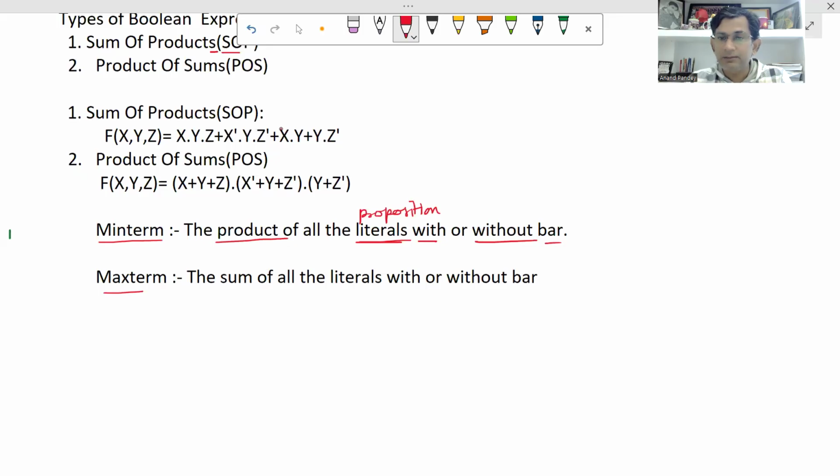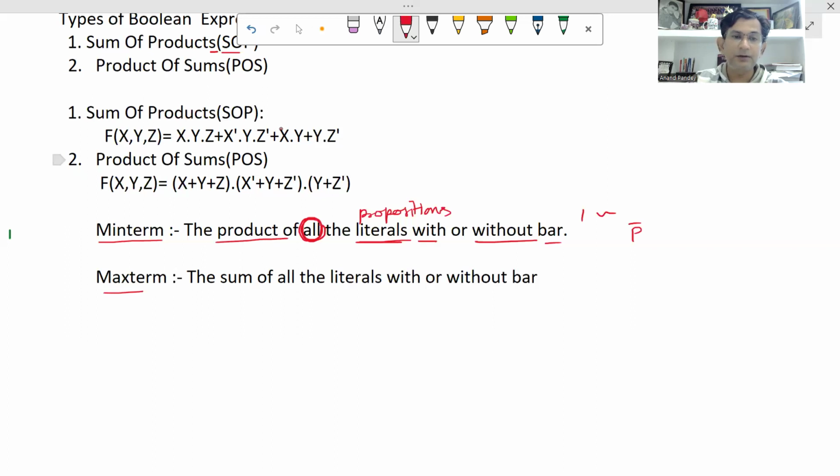Bar is used for negation; it can be a bar, a dash, or this symbol. So the product of all the literals, or the product of all the propositions, with or without bar. Are you getting the meaning of bar? It is just used for negation. Please take care of this word: all the propositions.